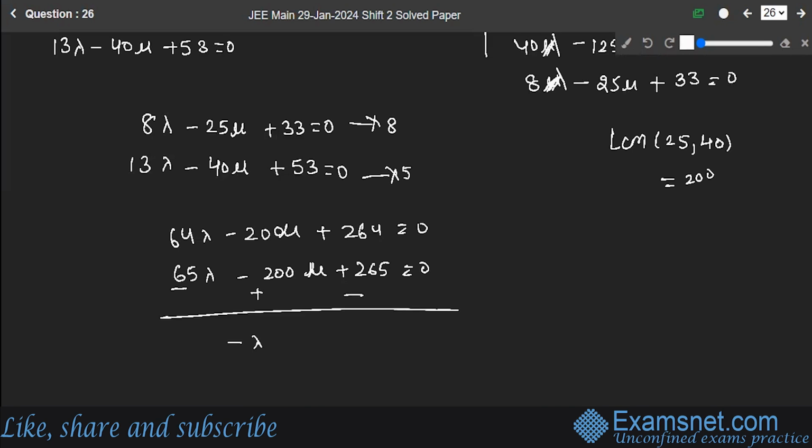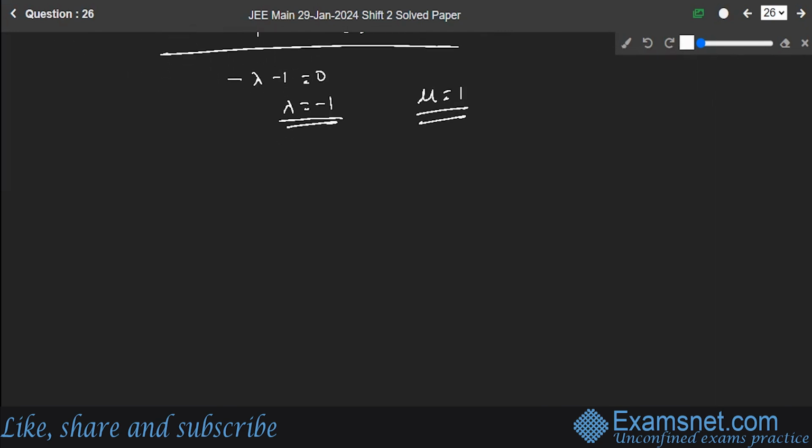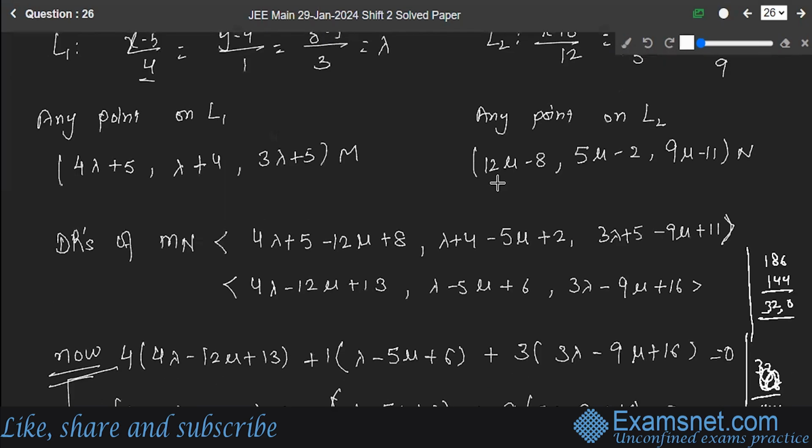You will have minus lambda minus 1 is equal to 0, which gives you lambda is equal to minus 1. And further you will solve, you will get the value of mu will be 1 when your lambda is equal to minus 1. Okay. I got the value of lambda and mu. So your point M now will be, M point was given by this. See over here, this was your point M. If I fill in the value of lambda, which is minus 1, this will be 1, 3, and 2.